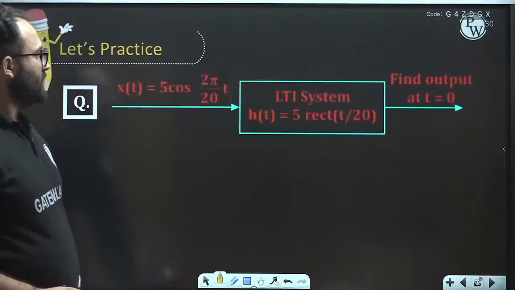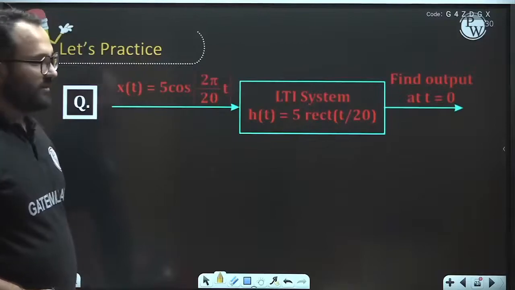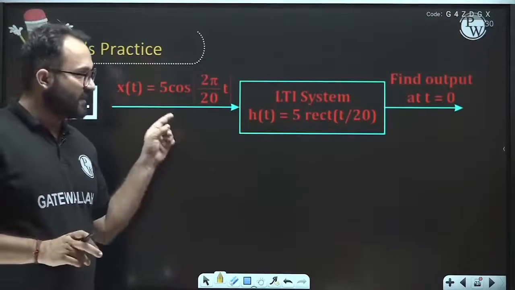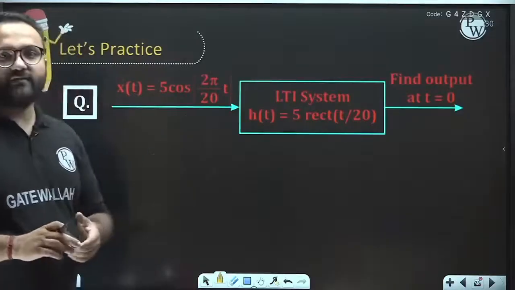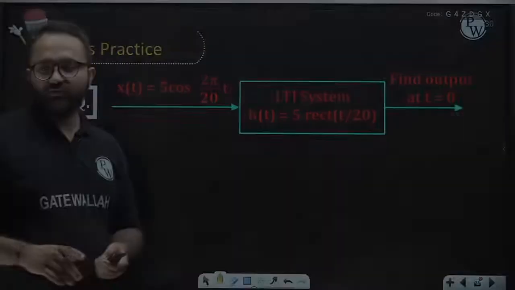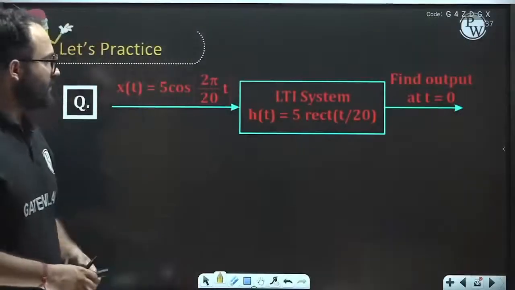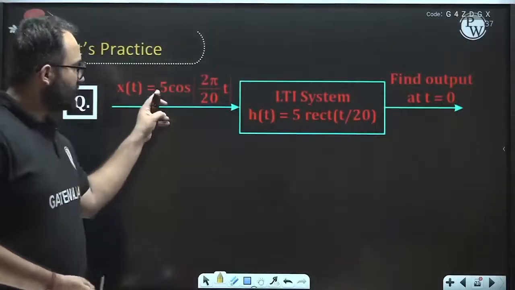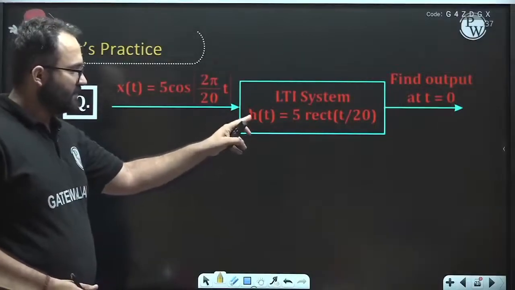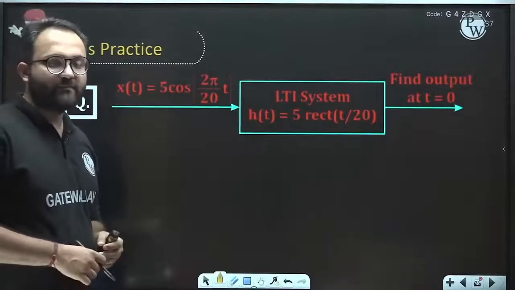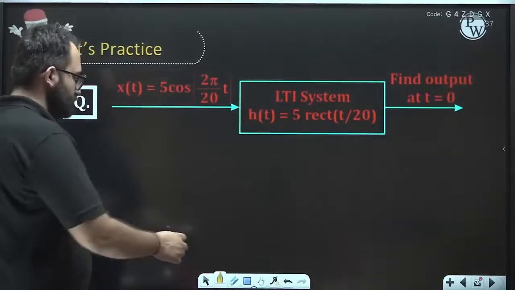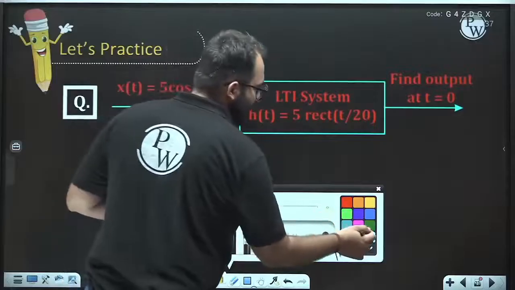Great. Okay. Now let's move on to this question. This is a very beautiful question, and the concept of this question was asked in the electrical GATE exam. So let's solve this question. We have the input 5 cos(2 pi upon 20 t). We have the LTI system having a rectangular impulse response, right? So we have to find out the output at t equal to 0.